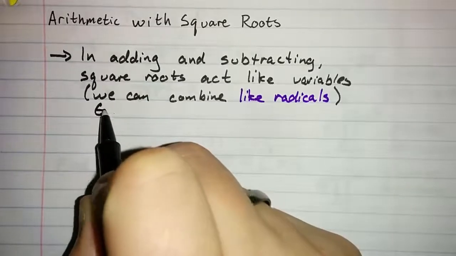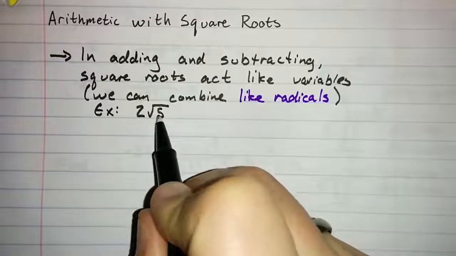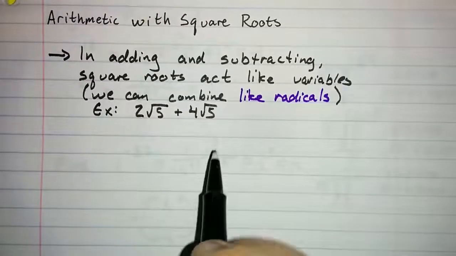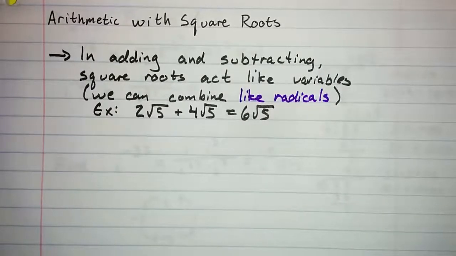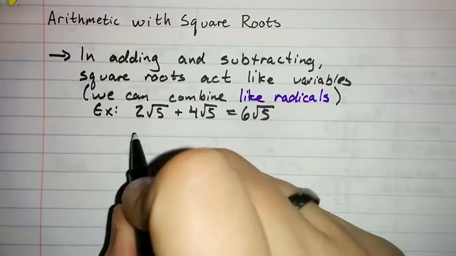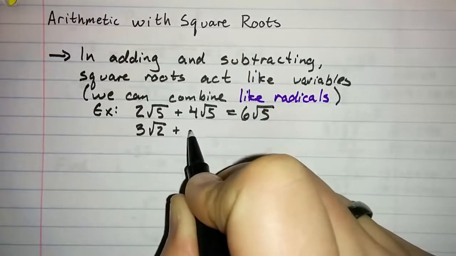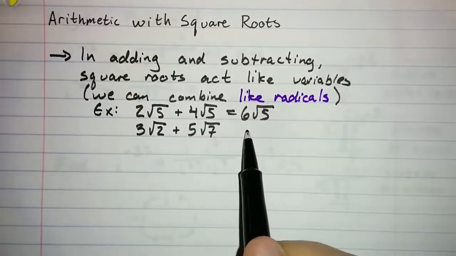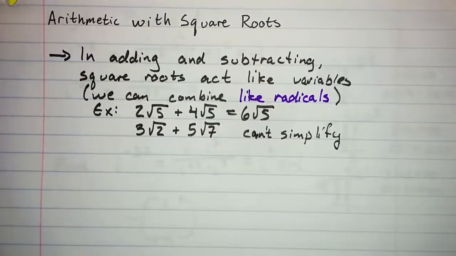So, for example, if I have 2 root 5 plus 4 root 5, I can combine those to get 6 root 5. On the other hand, if I have 3 root 2 plus 5 root 7, I can't simplify. Why? Because 2 and 7 are different.